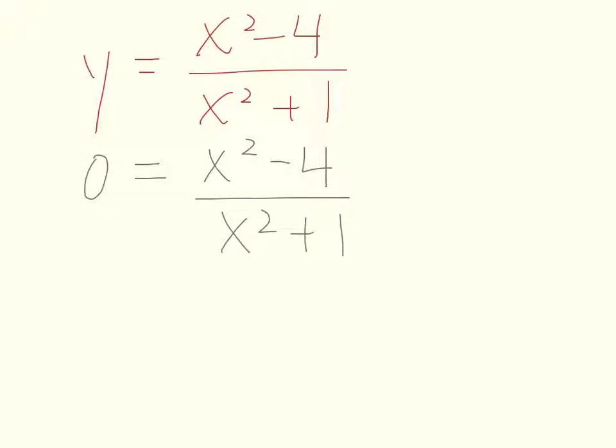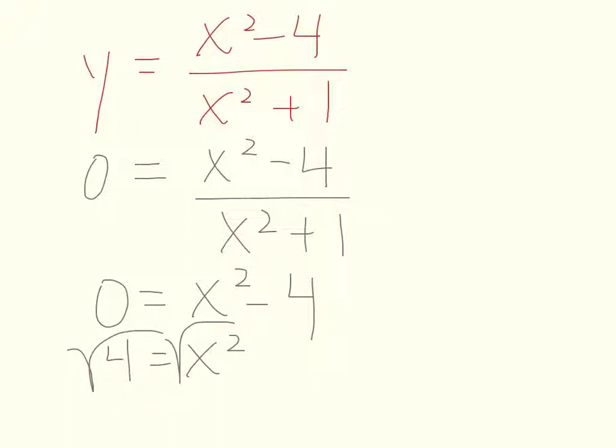Now, in order to get rid of this division, you would multiply both sides by x squared plus 1. However, when you multiply both sides by x squared plus 1, since this is a 0, it'll simply turn into 0 equals x squared minus 4, from which you'll get 4 equals x squared. Square root both sides, and you get x equals plus or minus 2. Now that plus or minus 2 is important because it'll tell us later on whether or not it has symmetry.